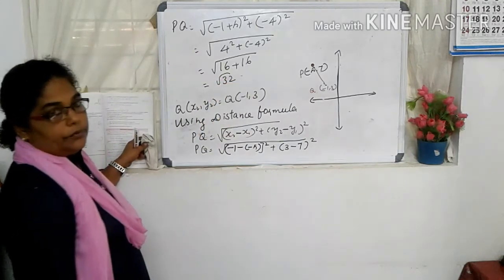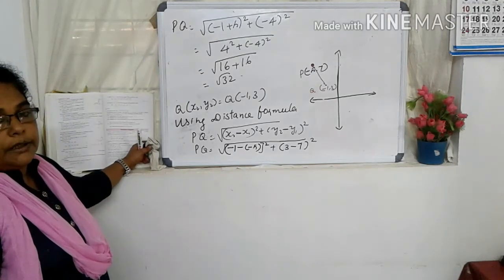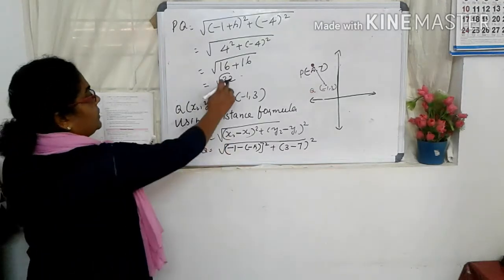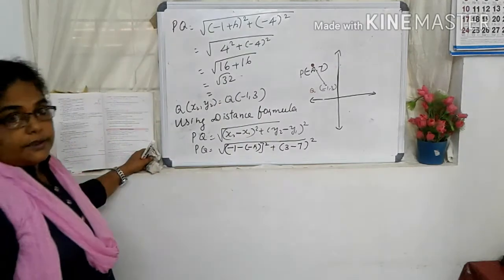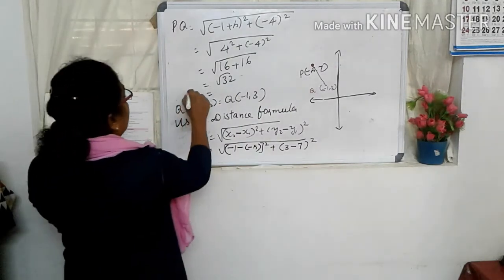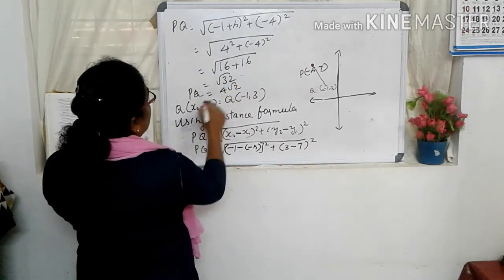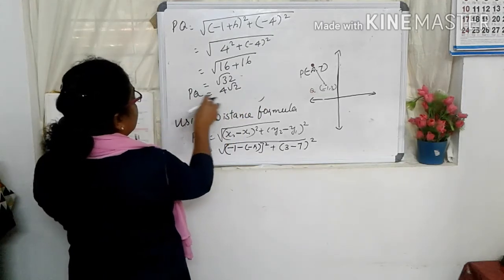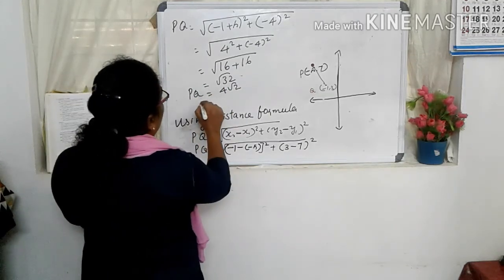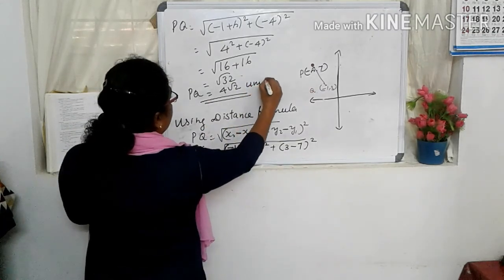So what we have to do? We have to do the factorization of root 32 and try to find the square root. And we know this is not a perfect square. After finding the factorization, we get PQ equal to 4 root 2. The factorization you have to do, everyone should do the factorization and get the answer. PQ is equal to 4 root 2. Okay, units.